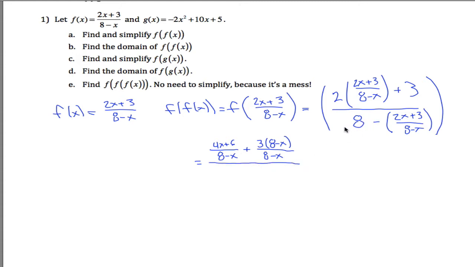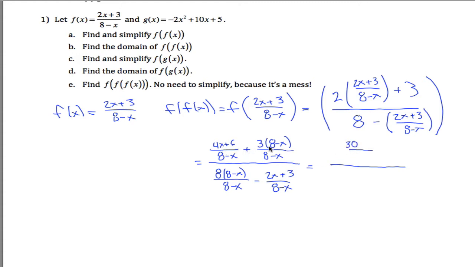Same idea in the denominator here. I got 8 over 1 here, but I want the denominator to be 8 minus x. So I'll multiply the top and the bottom by 8 minus x, to give me this. And now that I have common denominators, I can make this a fraction over a fraction. I got 4x plus 6 plus 8 times 3 is 24. 24 plus 6 is 30.